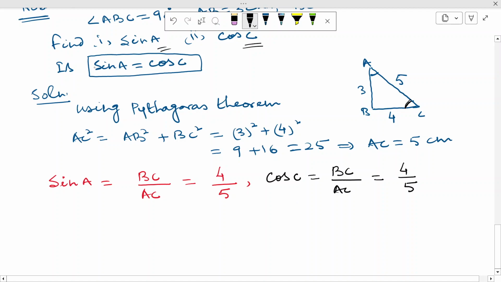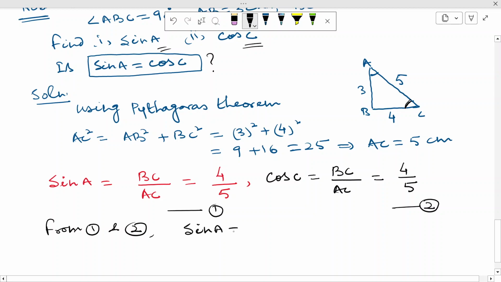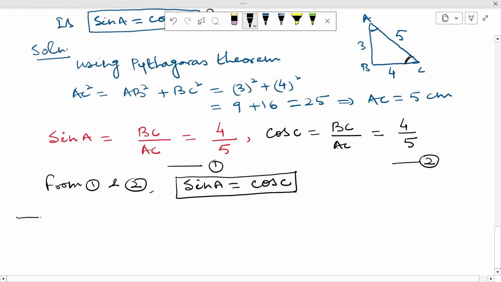Now, we have to verify that sine of angle A is same as cos of angle C. From here we can easily conclude that. If you number these as 1 and 2, from 1 and 2, it is clear that sine of angle A is same as cos of angle C. So, this is true. This is a very simple problem.